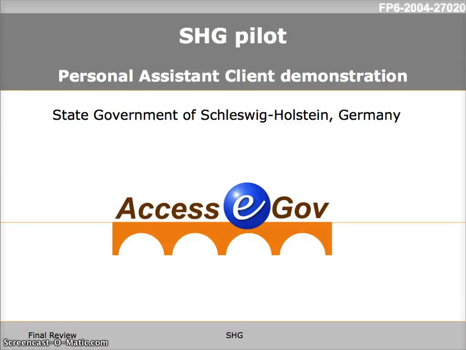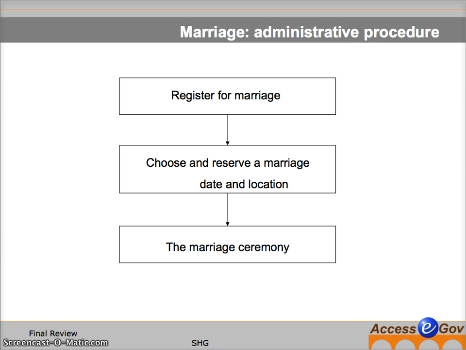Welcome to the demonstration of the German personal assistant client that has been created within the Access-eGov project and was tested in a field test coordinated by the Schleswig-Holstein state government. The German field test focuses on the scenario of marriage.